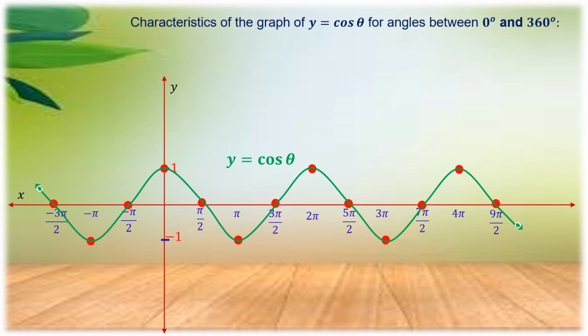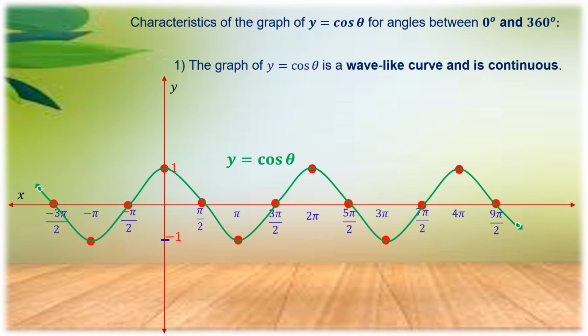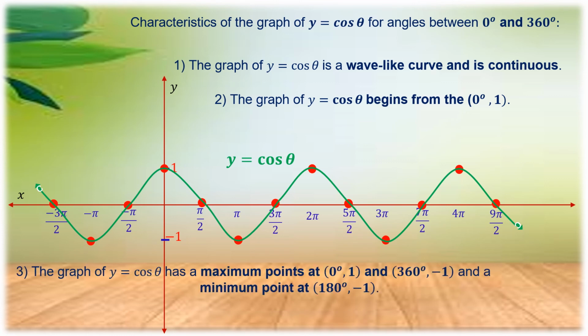Now let us have the characteristics of the graph of y is equal to cosine theta for angles between 0 degrees and 360 degrees. So the first one, the graph of y is equal to cosine theta is a wave-like curve and is continuous. The second one, the graph of y is equal to cosine theta begins from 0 degrees, 1. And the graph of y is equal to cosine theta has maximum points at 0 degrees, 1, and 360 degrees, 1, and a minimum point at 180 degrees, negative 1. So remember that the maximum point is the highest point and the minimum point is the lowest point. Now, the fourth one, the value of cosine theta is 0 when theta is equal to 90 degrees and 270 degrees.